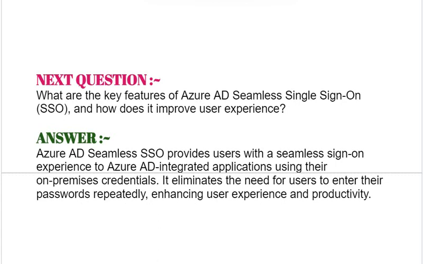Our next interview question is: what are the key features of Azure AD Seamless Single Sign-On, SSO, and how does it improve user experience? Your answer should be: Azure AD Seamless SSO provides users with a seamless sign-on experience to Azure AD integrated applications using their on-premises credentials. It eliminates the need for users to enter their passwords repeatedly, enhancing user experience and productivity.